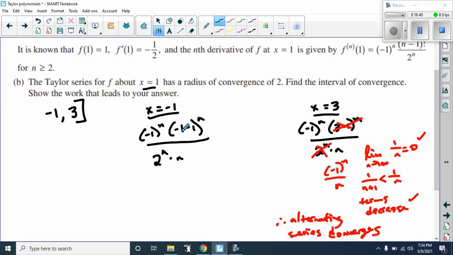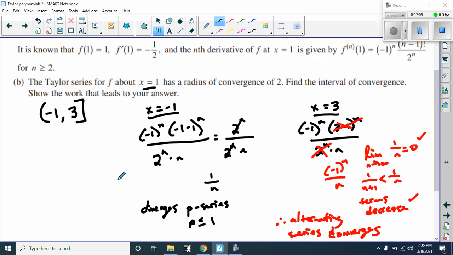This is -2 to the n times -1 to the n. We can multiply the bases. That is 2 to the n divided by this 2 to the n. Those cancel. So this one simplifies to 1 over n. 1 over n diverges because it is a p-series where p is less than or equal to 1. So it diverges when x is -1.